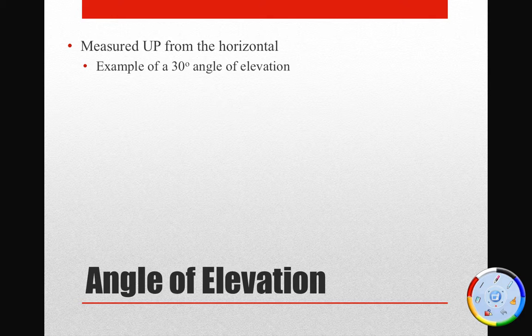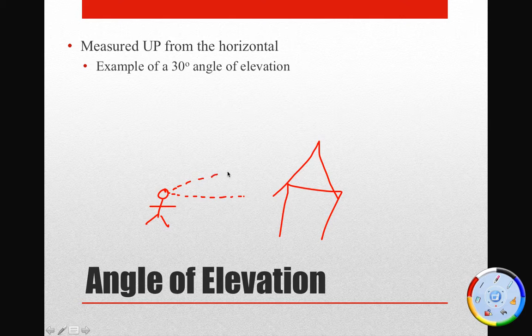So if you're standing down on the ground and you look up to the top of a building, normally you're looking straight ahead. So here you are, and you're looking straight ahead, and here's the building you're looking up at. And if you look up, you've created this angle right there. So from the horizontal upwards, this would be a 30-degree angle of elevation.